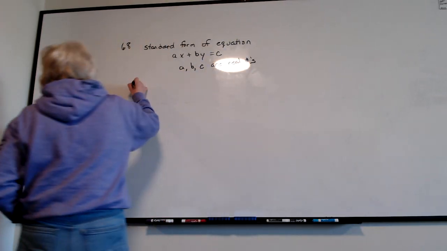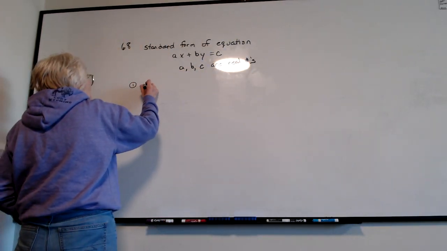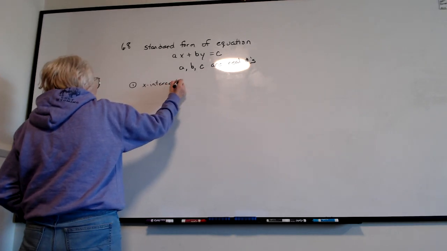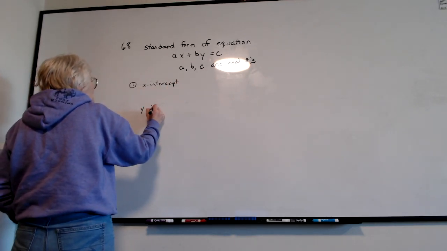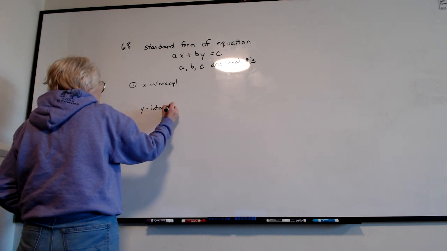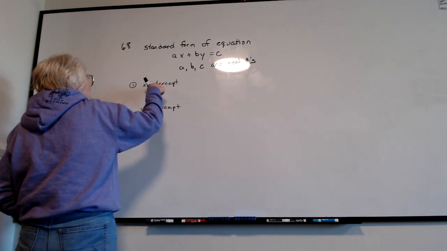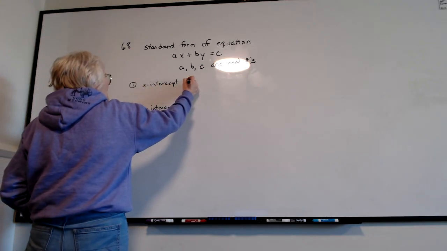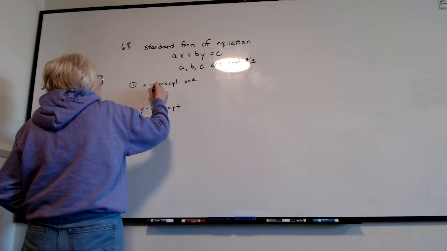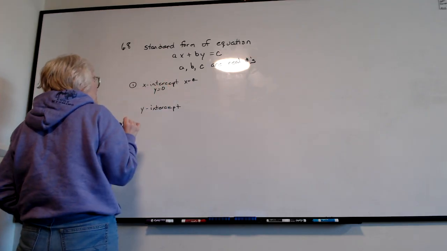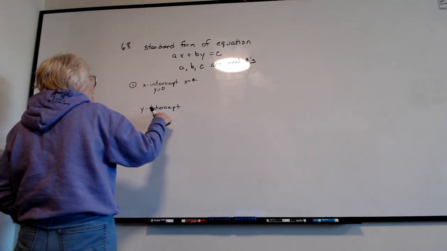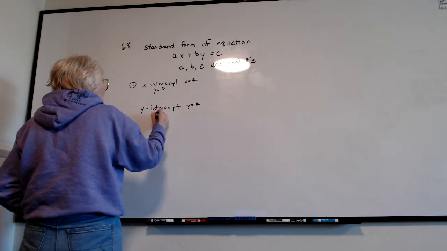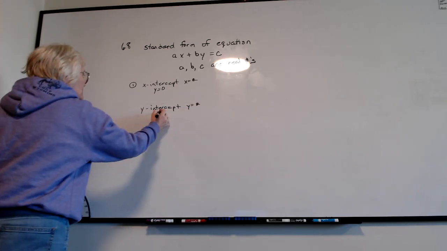One way was to find the x-intercept and the y-intercept. When you're finding the x-intercept, you want a number for x. We want x equaling a number, so we make y equal 0. When we're finding the y-intercept, we want y to equal a number, so we make x equal to 0.